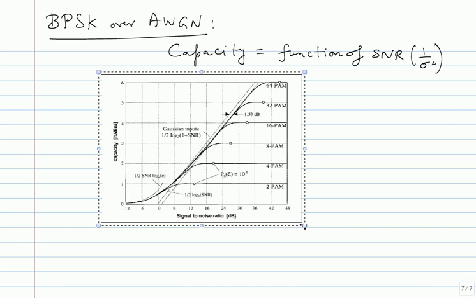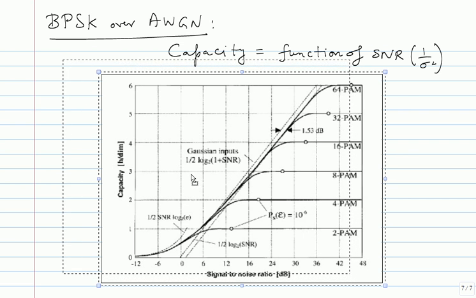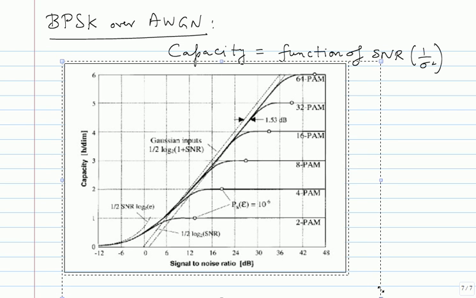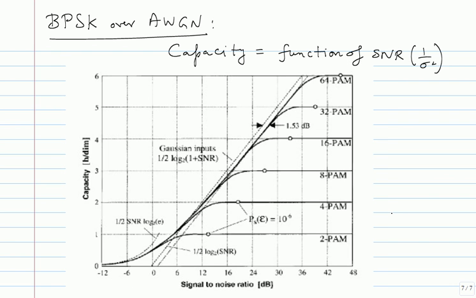This is a plot from a paper by Forney and Ungerboeck that appeared in the Information Theory Transactions. It shows capacity for a lot of things, basically for MPAM. What is MPAM? Not just BPSK, which is 2PAM, but 4PAM, 8PAM, 16PAM. It shows capacity of all those things as a function of signal to noise ratio. One can show for all those things, even for MPAM, capacity is purely a function of the signal to noise ratio.